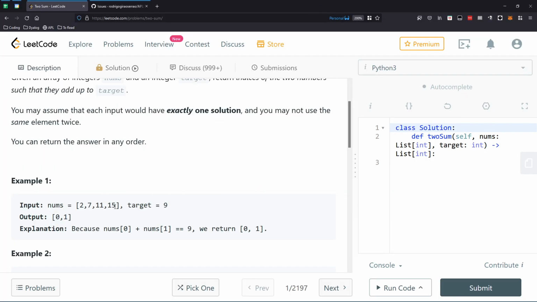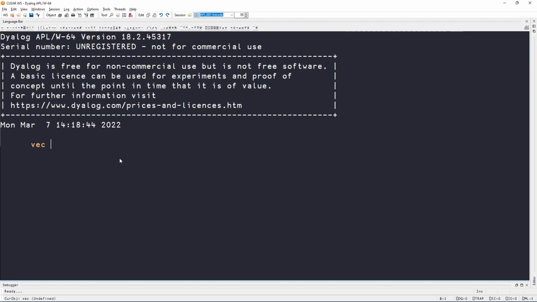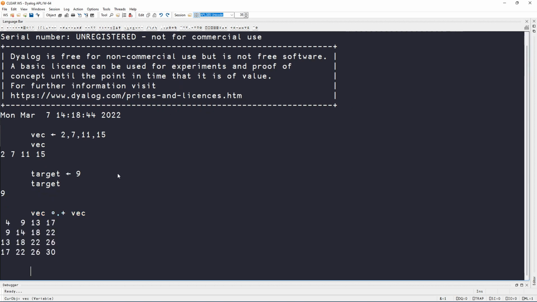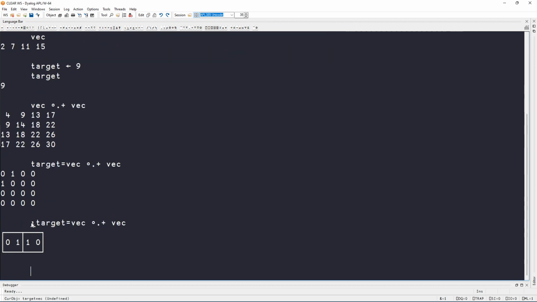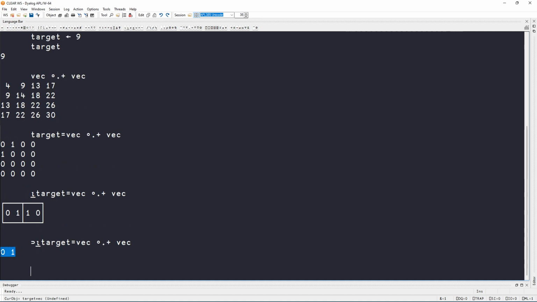So I think the obvious solution in APL is to get the vector defined and also the target. And then if we do an outer product sum with the vector, this produces all the possible sums you can get with elements from the vector. Now you can check which ones are equal to the target, use the primitive where to get the indices, and then use a pick to get the first solution.